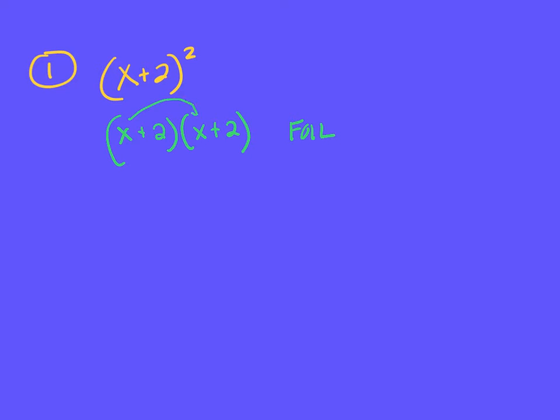from there. So x times x times 2, and then also doing the same thing with the other two, 2 times x, 2 times 2. And then just go through that process. X times x is x squared. X times 2 is positive 2x. 2 times x in the middle, another positive 2x. And then 2 times 2 is 4.